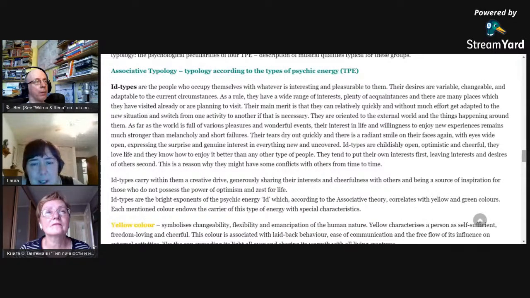Their main merit is that they can relatively quickly and without much effort adapt to a new situation and switch from one activity to another if necessary. This kind of depends on the situation. Sometimes it does take me a little bit of time to get adapted to a new situation. If the new situation is similar to what I've experienced already, it's easier. If it's something I haven't experienced yet, it might take me a little more time to adjust. But generally, I'm pretty open to change if I can see the benefits it's going to bring. If I know it's going to bring positive benefits, then I'm going to be pretty open to that change.